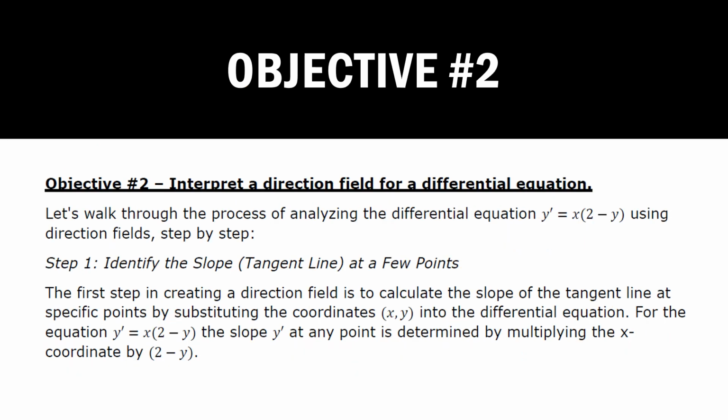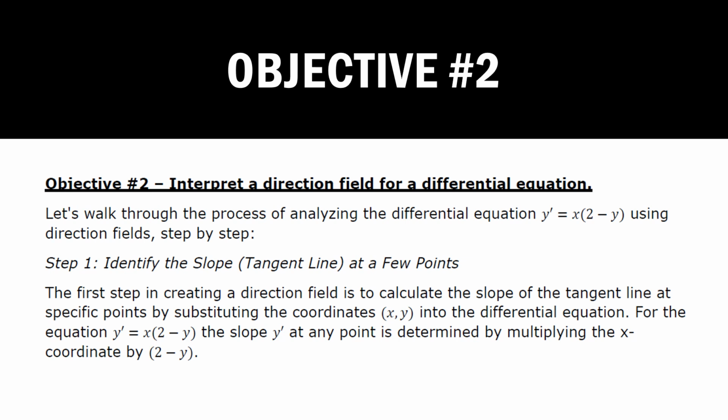Objective 2. Interpret a direction field for a differential equation. Now let's walk through the process of analyzing the differential equation y prime equals x times (2 minus y) using direction fields step by step. Step 1, identify the slope or tangent line at a few points. The first step in creating a direction field is to calculate the slope of the tangent line at specific points by substituting the coordinates x, y into the differential equation.